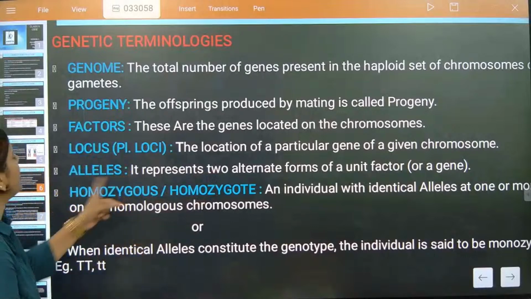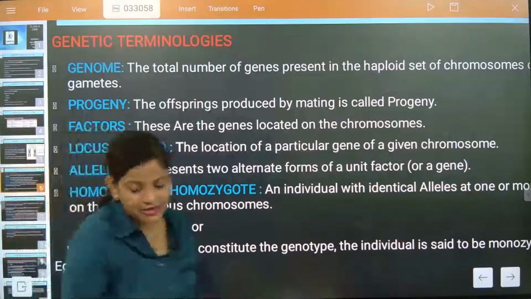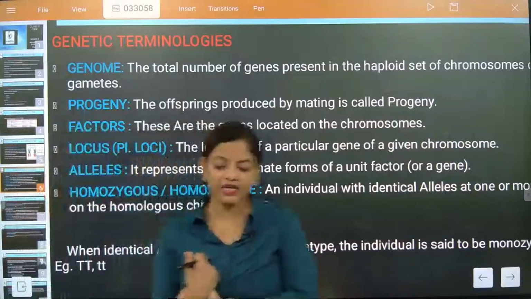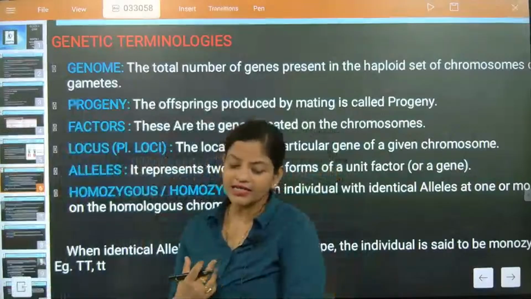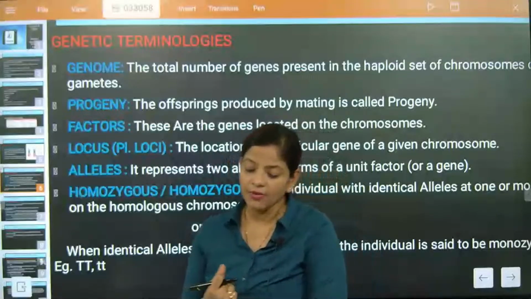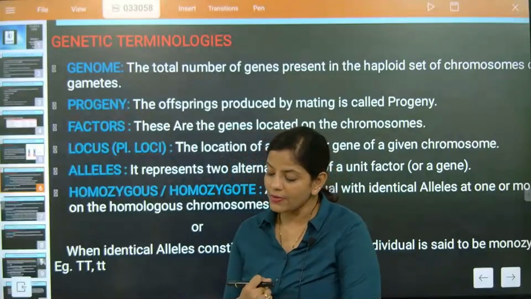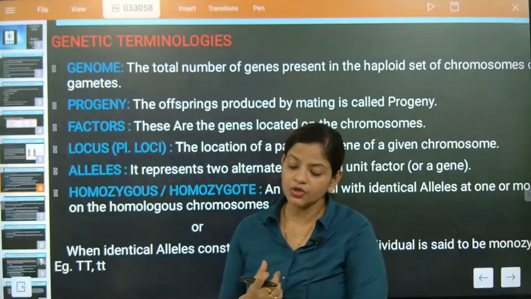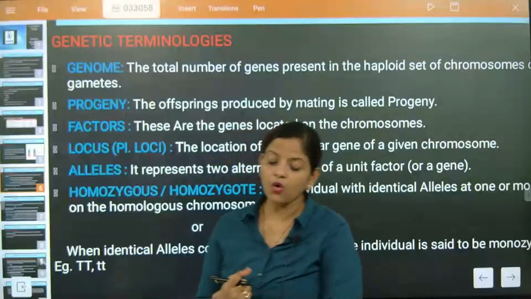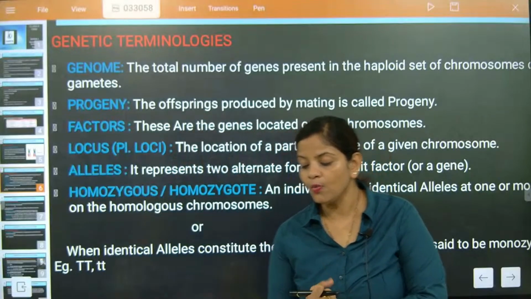Can anybody tell me how many types of alleles there are? Dominant and recessive. If somebody asks you how many types of alleles there are, we are going to say dominant and recessive. Dominant and recessive are the two types of alleles. Now, homozygous and homozygote.